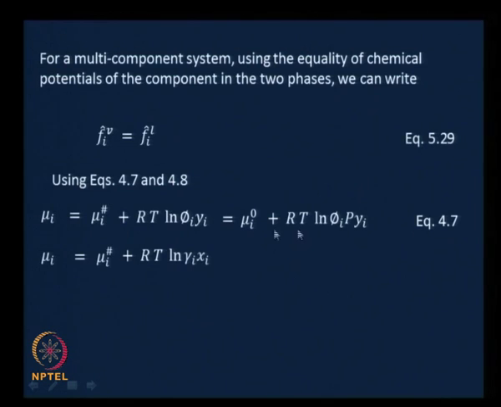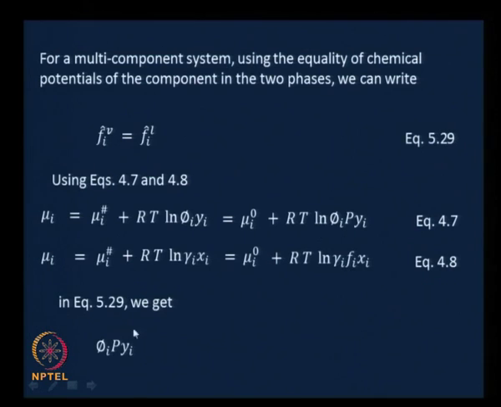This is for the vapor phase, and this is for the liquid phase. Mu I equals mu I hash plus RT ln gamma I xi, which is mu I naught plus RT ln gamma I Fi xi. Fi is the pure component fugacity, and we equate the two. Then we could write phi I p yi equals gamma I Fi xi. This is the condition for equilibrium in the vapor liquid equilibrium case. This was equation 530.